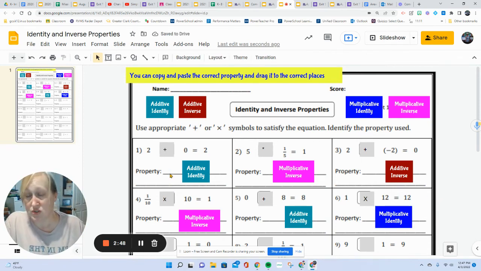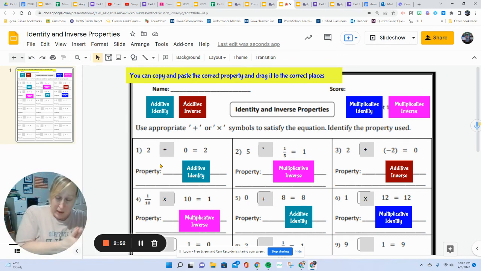You need to make sure that you're thinking, is it keeping the identity or is it doing the opposite? Identity, same, opposite.